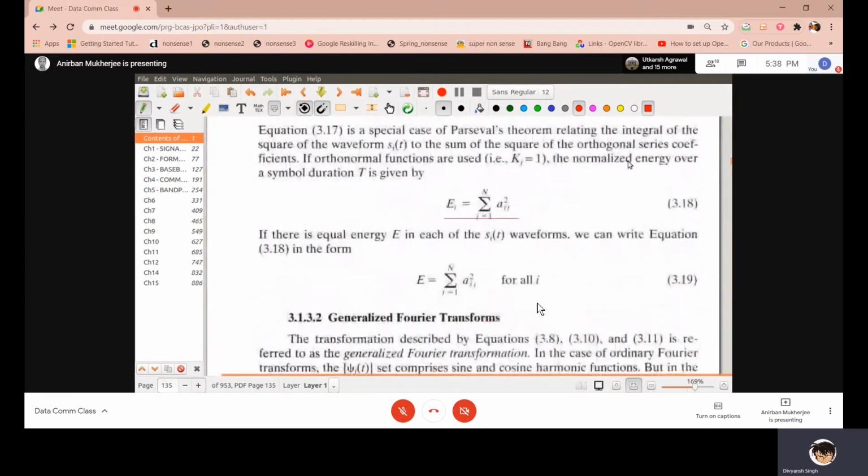Now this energy is over a symbol duration. Please remember, this is over a symbol duration.